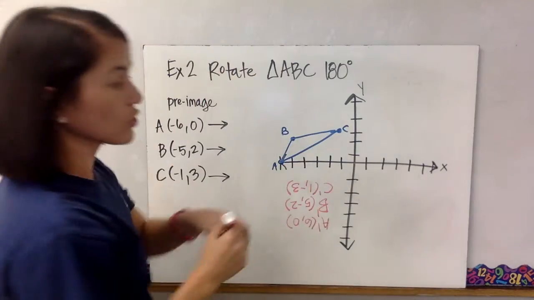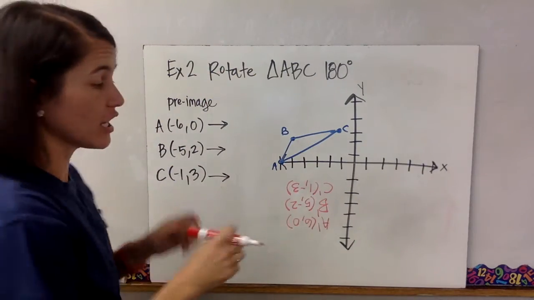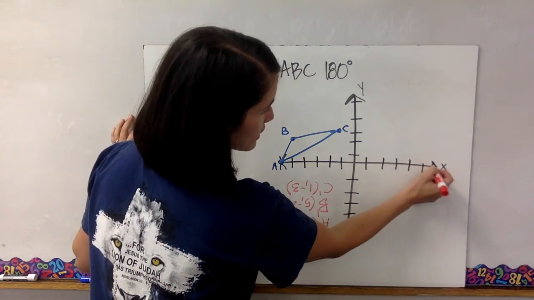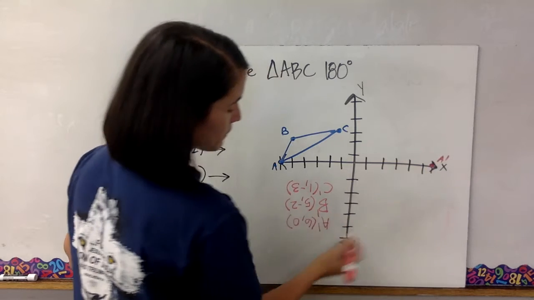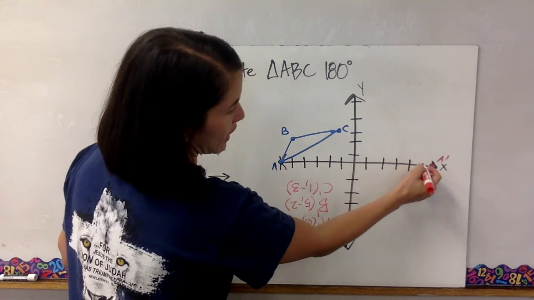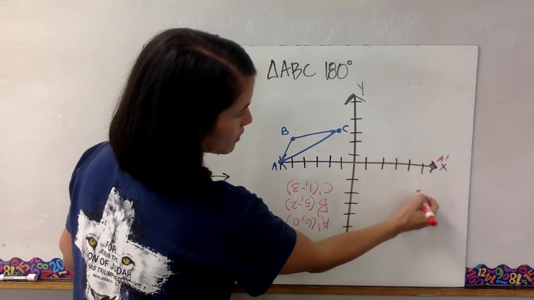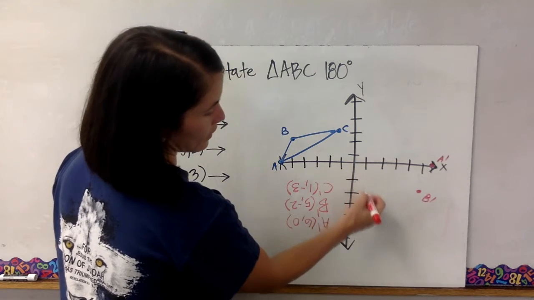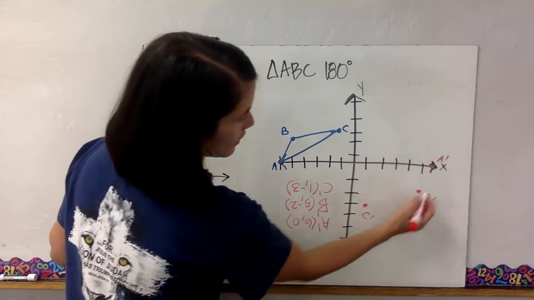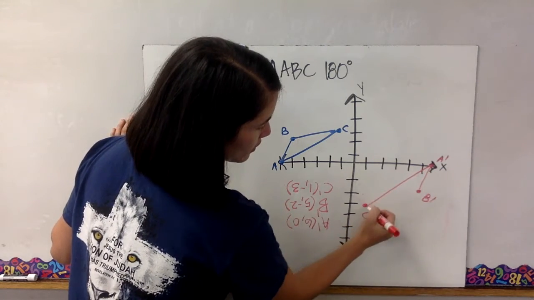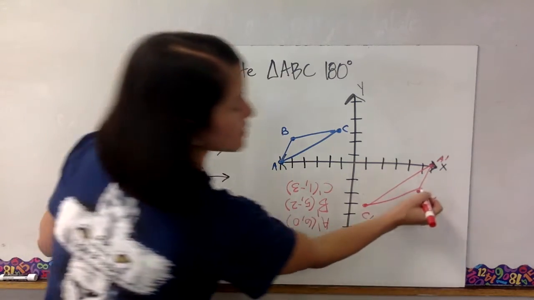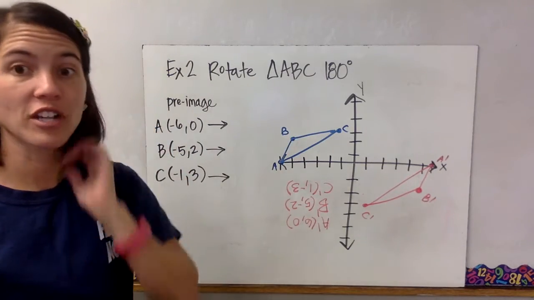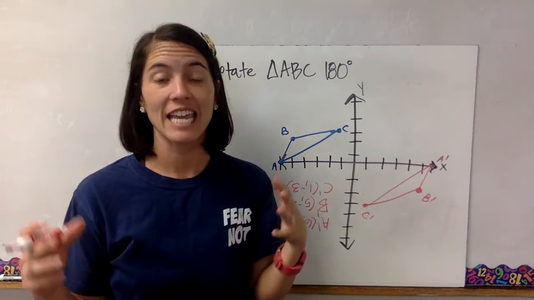Now, if I wanted to graph them, I could. A would be 1, 2, 3, 4, 5, 6, 0. So that would be A prime. B prime would be 5, negative 2. And C prime would be 1, negative 3. And then I could graph. And you can see I've graphed my rotation, but you don't actually have to graph it to get the vertices.